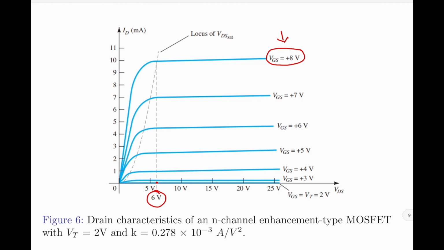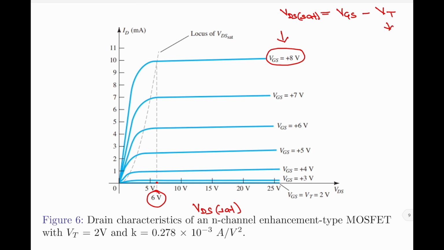So, we understand that one way of finding the drain to source saturation voltage is by using the graph. Another way of determining the drain to source voltage at which the MOSFET will enter saturation is by using the equation VDS saturation equals VGS, which is the gate to source voltage, minus VT. This equation will also produce similar characteristics.